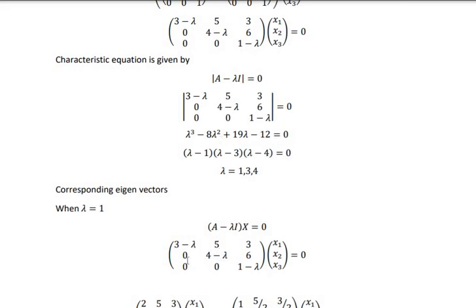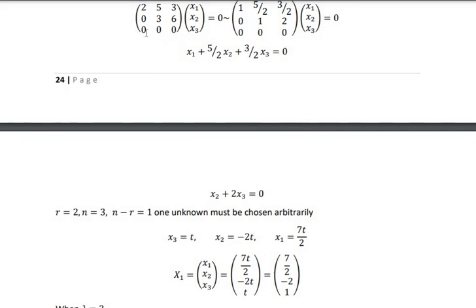So [3 minus lambda, 5, 3; 0, 4 minus lambda, 6; 0, 0, 1 minus lambda] times [x1, x2, x3] will be equal to 0, so we substitute lambda equal to 1 in this equation. You will get [2, 5, 3; 0, 3, 6; 0, 0, 0] times [x1, x2, x3] equal to 0. You find the echelon form, you will get the equations x1 plus 5/2 x2 plus 3/2 x3 equal to 0, and the second row, x2 plus 2 x3 equal to 0.